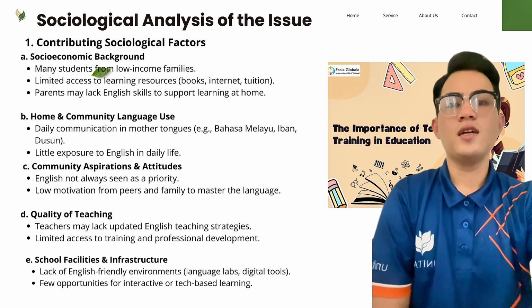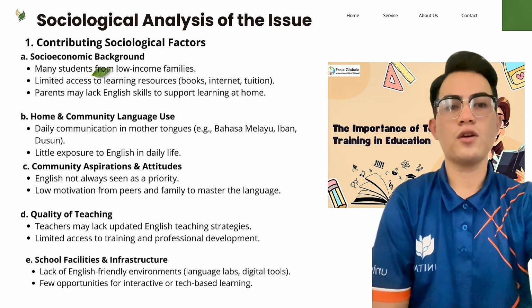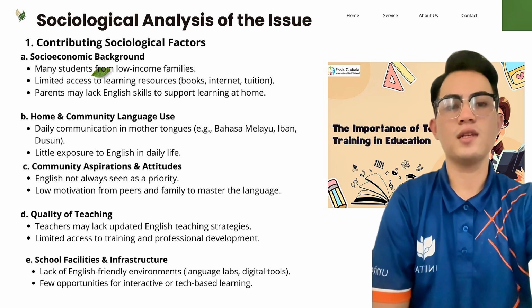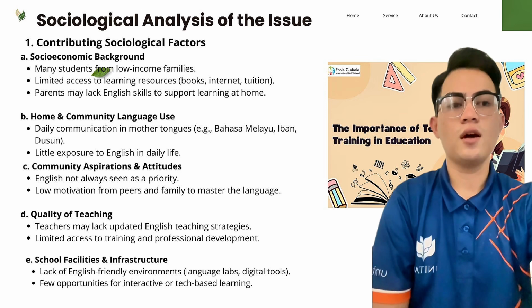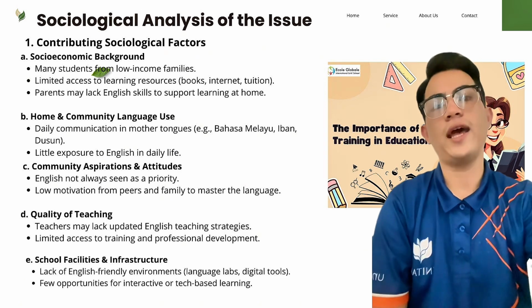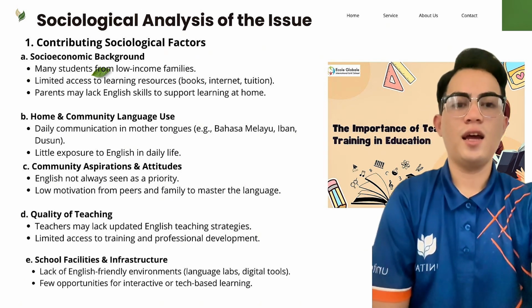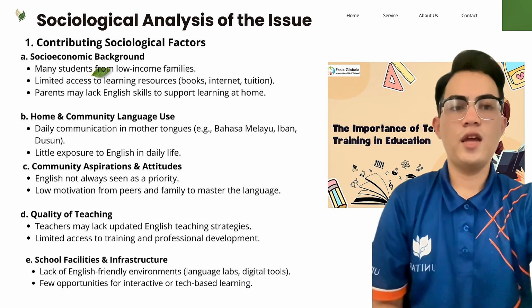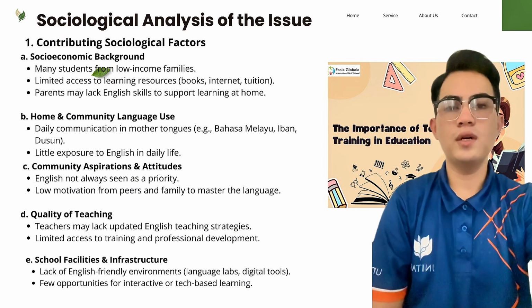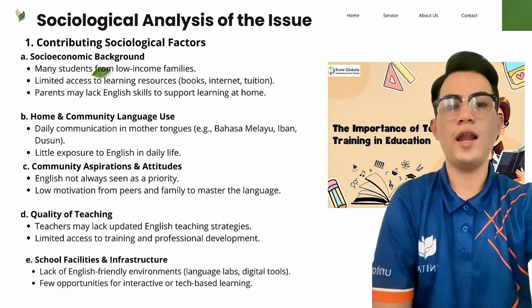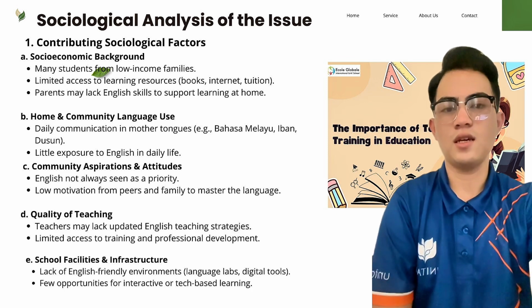Firstly, in terms of socio-economic background, many students come from low-income families. They have limited access to learning resources such as books, internet, or tuition. In addition, their parents may not be able to help them due to a lack of English proficiency.